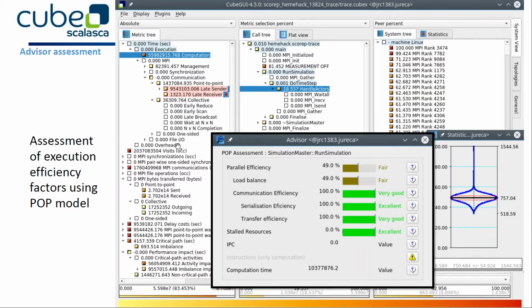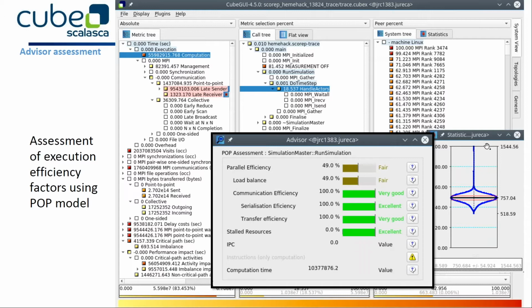We can use the underlying metrics to calculate these efficiencies, and then at a glance, we can see for a particular part of the application execution, what are the major inefficiencies. In this case, we can see that communication is very good. We don't have to worry about that. The factor that's a concern here is load balance. We've only a 0.49 efficiency here for load balance, and so that's the main one we'd have to look at.